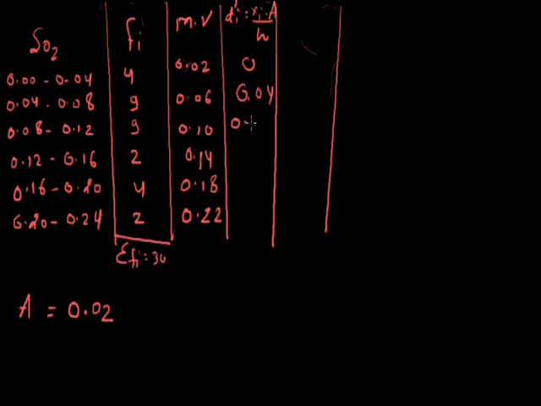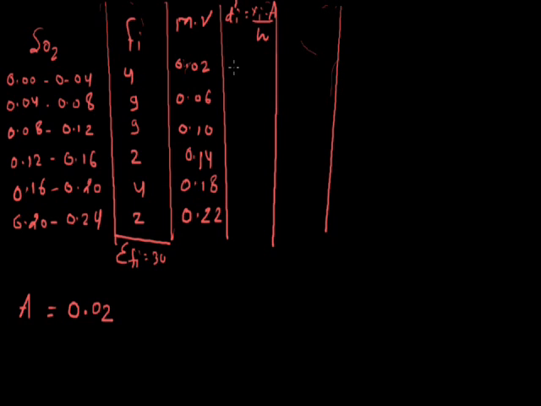0.04, 0.08, 0.12, 0.16, 0.20. So now di dash, after the di dash find the fi di dash. Sorry, only this is di. So then find, now this is di dash.